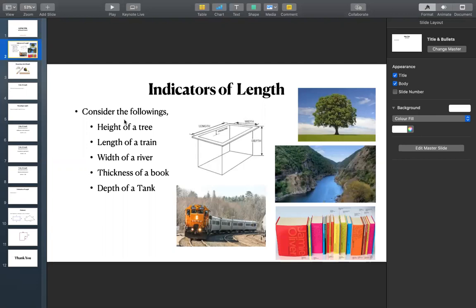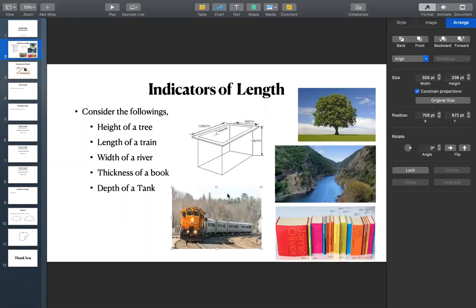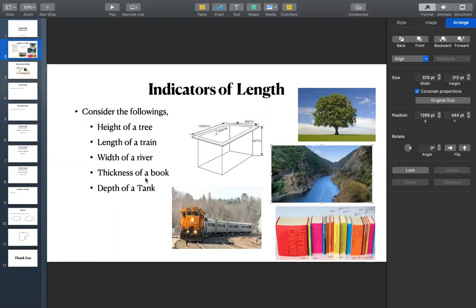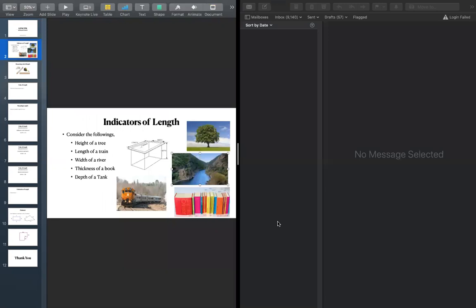Okay. Consider the following. Height of a tree. Here you have a tree. Can you see that? You have a small tree, right? And length of a train. Here you can see a train, right? And here you can see a river, right? Width of a river. Then thickness of, here you have few books.